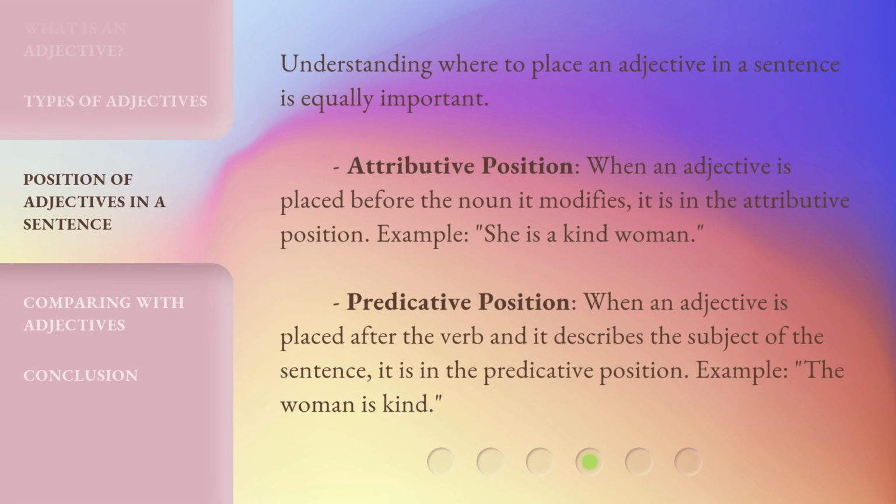Understanding where to place an adjective in a sentence is equally important. Attributive position. When an adjective is placed before the noun it modifies, it is in the attributive position. Example: she is a kind woman. Predicative position. When an adjective is placed after the verb and it describes the subject of the sentence, it is in the predicative position. Example: the woman is kind.